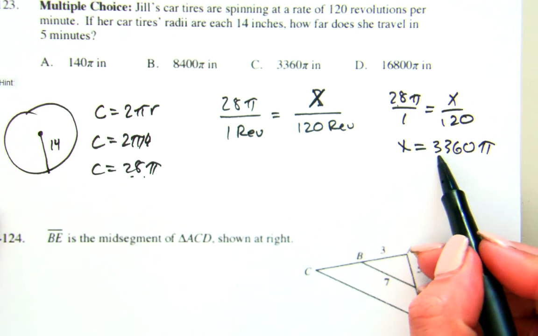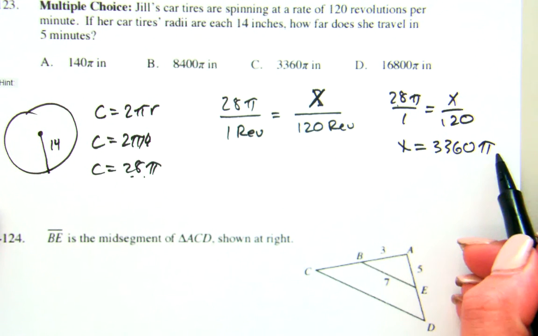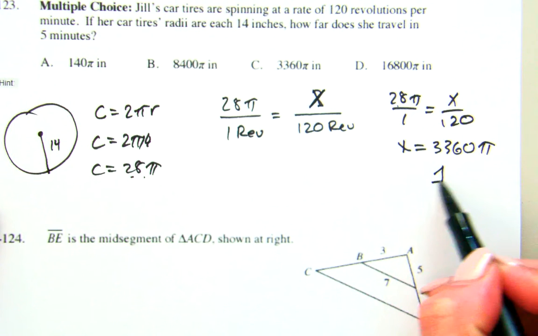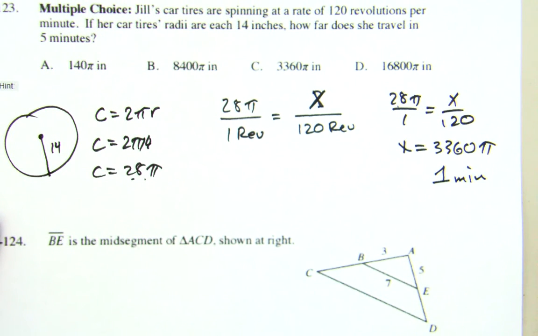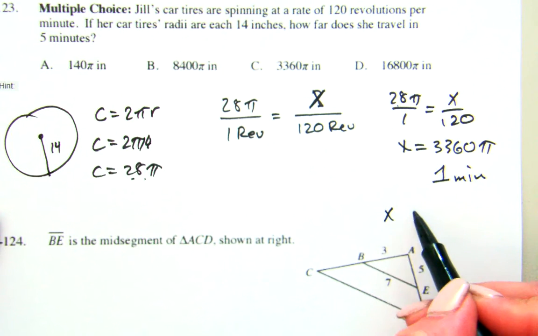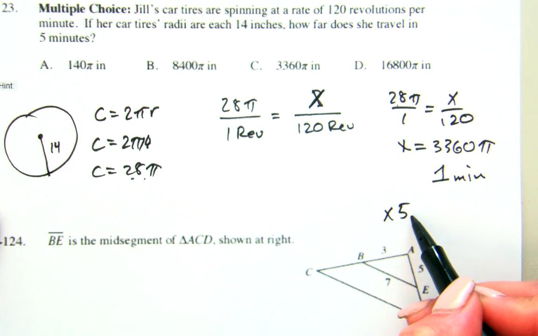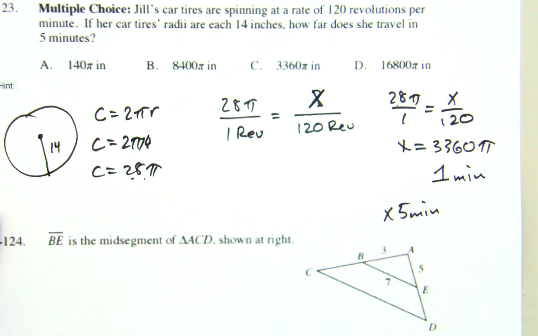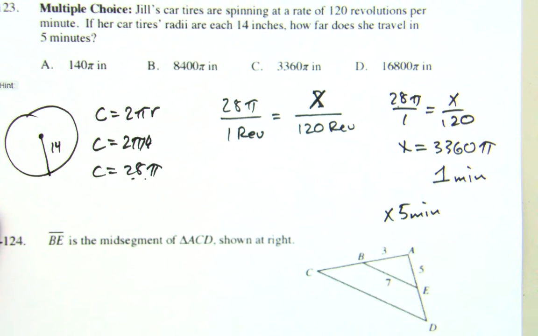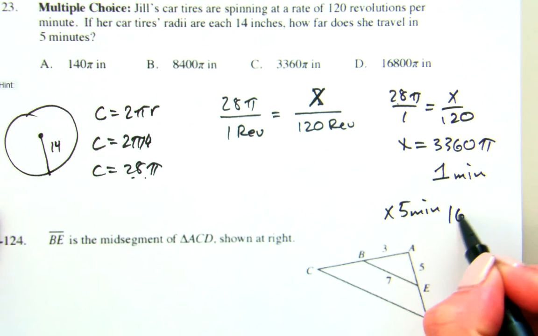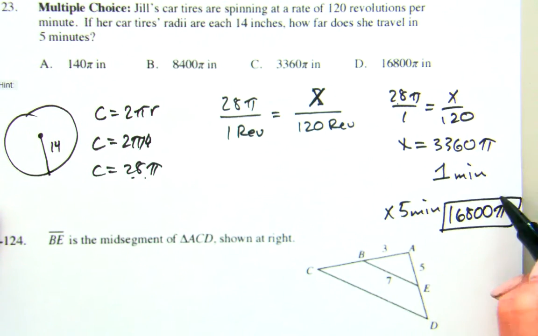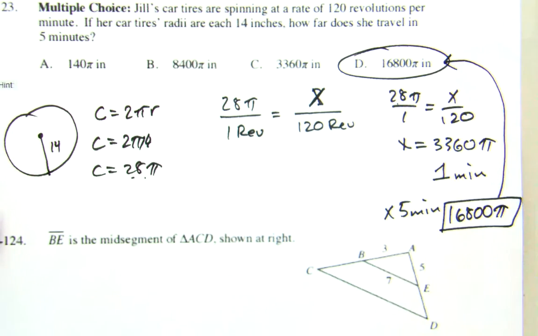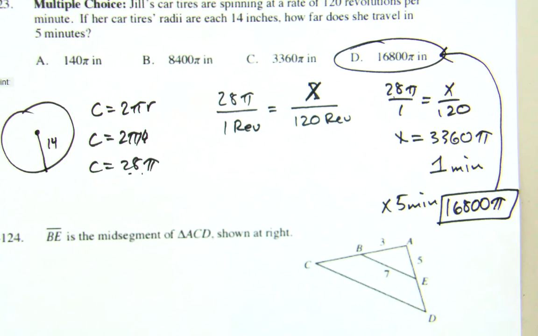So she can go 3,360 pi in 1 minute. Okay, so how many in 5 minutes? Well, just multiply by 5. So times 5 is 16,800 pi. Yay! It was part D. Woohoo! Okay, hopefully you got all that.